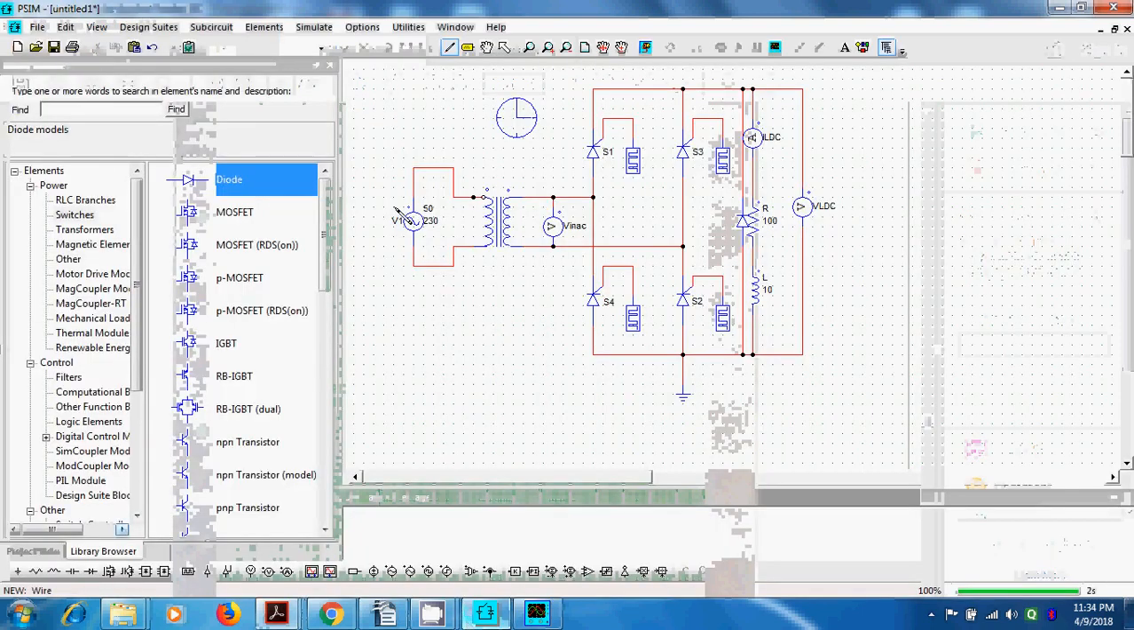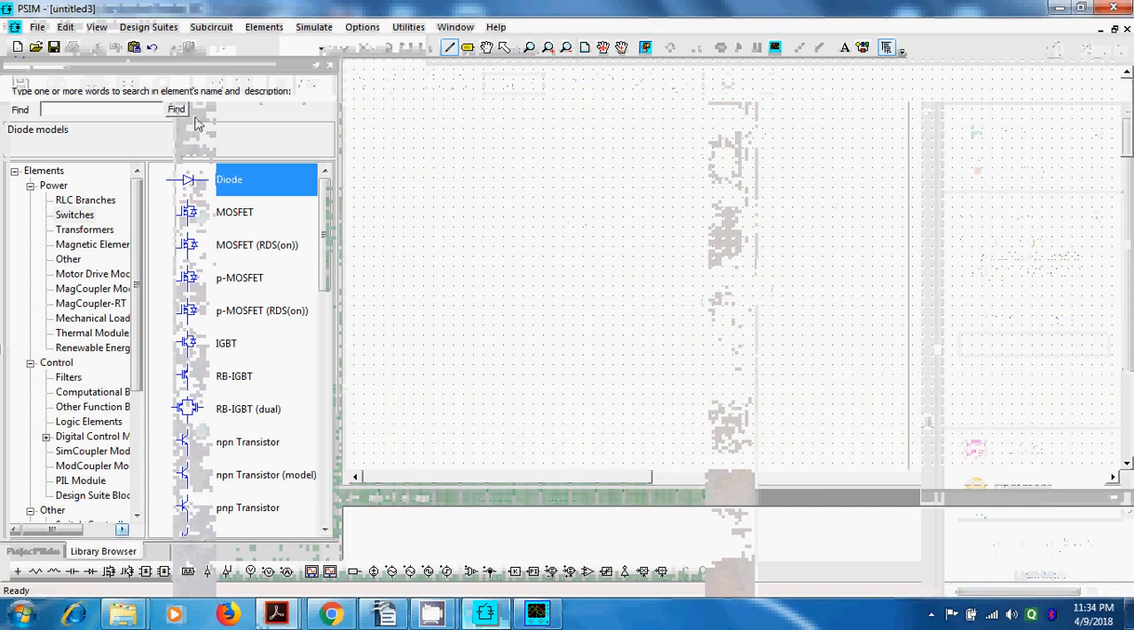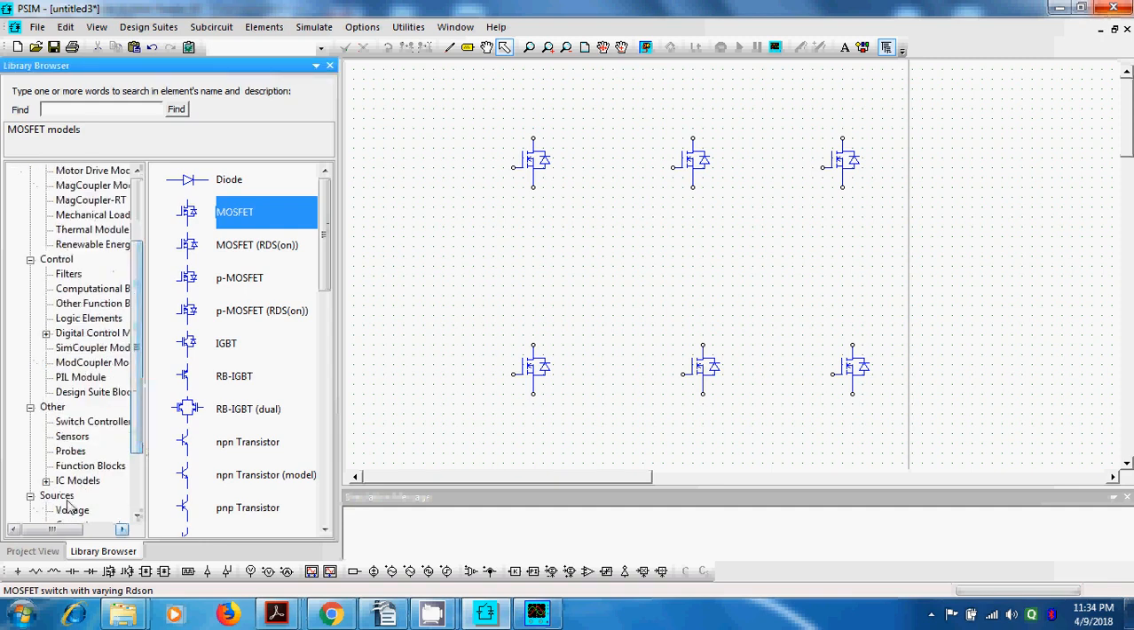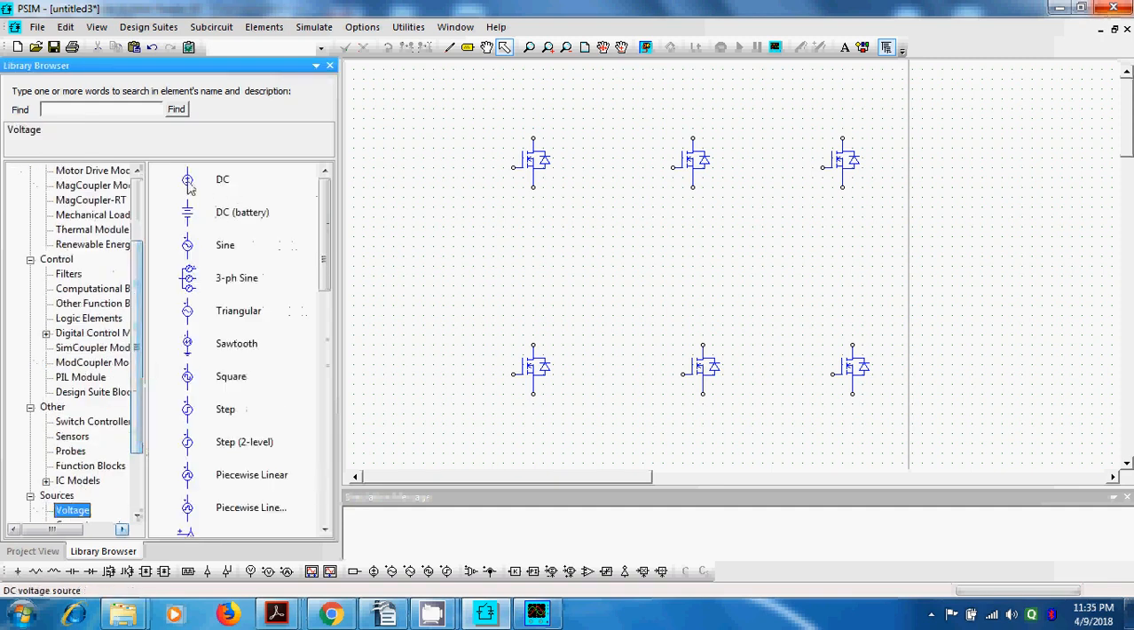First of all, we have to implement it. So go to new project. For that, go to switches. So this is what we already have: MOSFETs in parallel with the diode. So say this is a MOSFET. We will take 3 pairs of MOSFETs, that means I will take 6 MOSFETs. Then I will use one DC voltage source. For that I will require a source, that is voltage, that is DC. So this is the DC voltage that I will use.